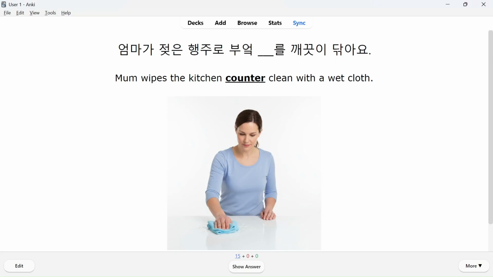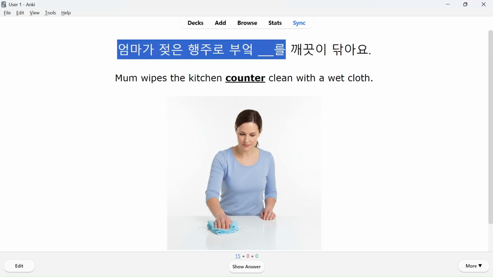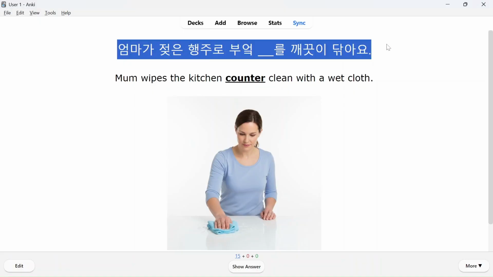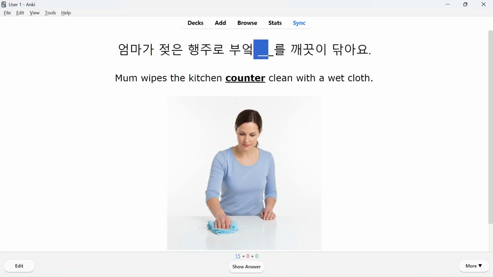So this is the first card type. We see that there's a Korean sentence with a blank area, and you have to know what goes inside this blank area. Underneath the Korean sentence, we have an English translation sentence. Mom wipes the kitchen counter clean with a wet cloth. And you see that counter is bolded and underlined. So that means you have to know what the word counter is in Korean.